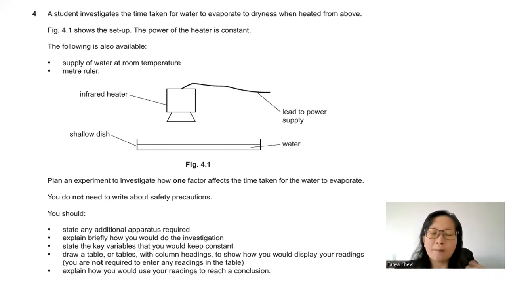Wow, that is good news. But you should state any additional apparatus required and explain briefly how you would do the investigation, state the key variables that you will keep constant, draw a table. Normally we just draw one table with column headings to show how you would display your readings, and you are not required to enter any readings in the table because you are just the planner. And explain how you would use your readings to reach a conclusion. So I would just follow whatever they ask me to do.